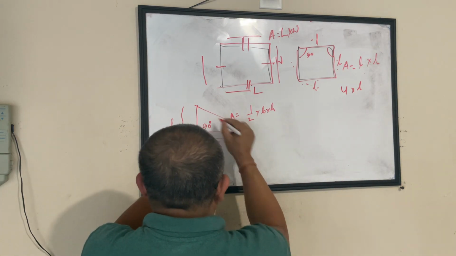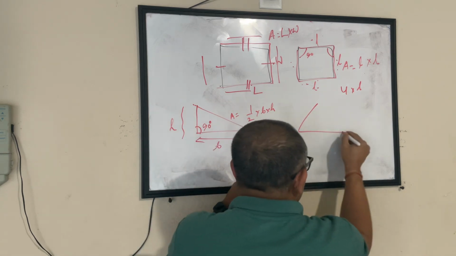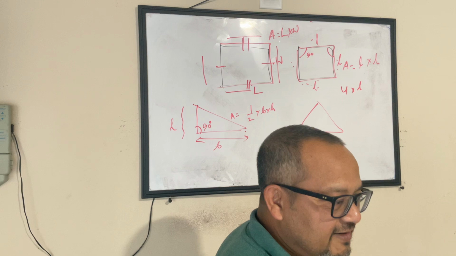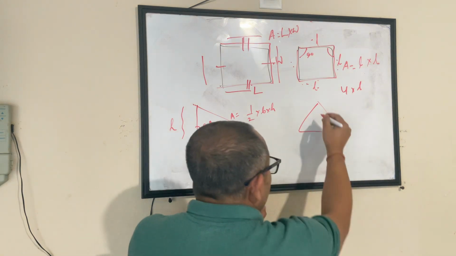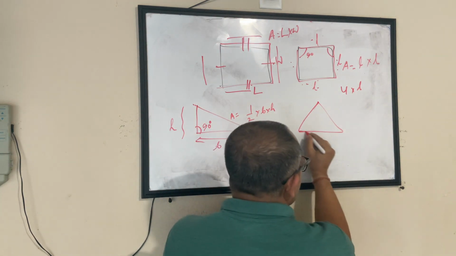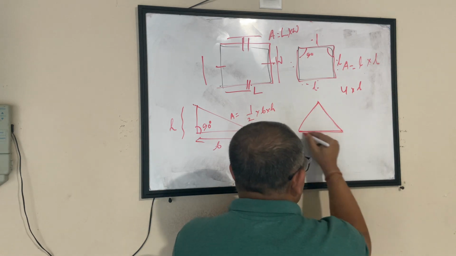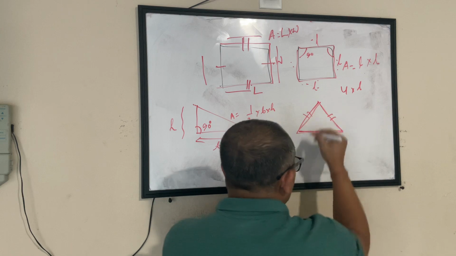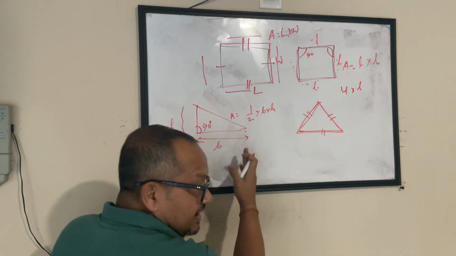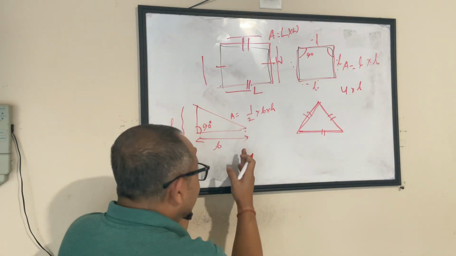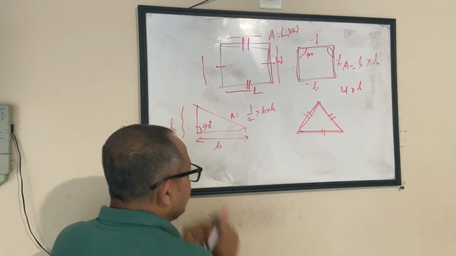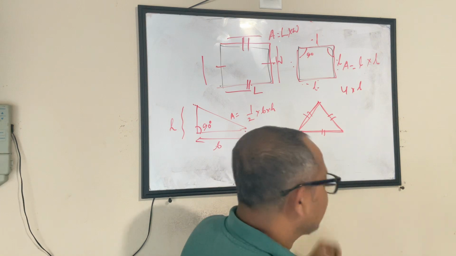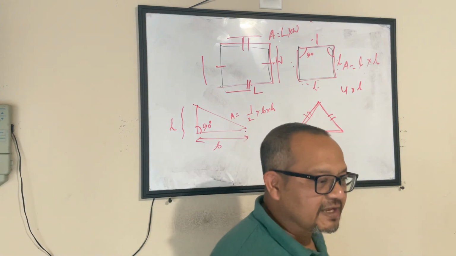So this is the base, this is the height. Now, if I give you a triangle like this, what will be the area of this? Let's say this is an equilateral triangle, meaning all the sides are the same. If we had a right angle triangle, then we knew that area is half into base into height. Now I am giving you another triangle, an equilateral triangle. What is the area of the equilateral triangle?